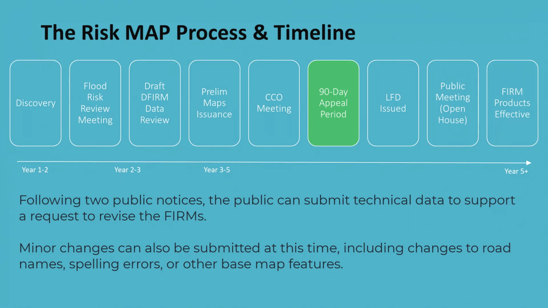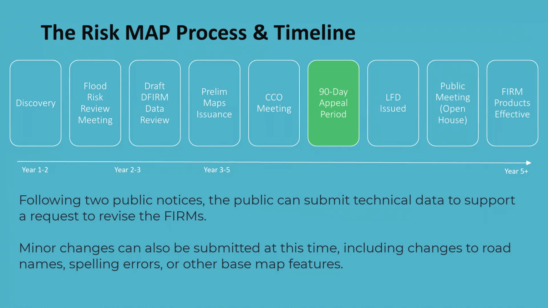Next, FEMA will initiate a 90-day appeal period for the communities on the preliminary FERMs and FIS report. Prior to the appeal period being initiated, FEMA will publish a notice of proposed flood hazard determinations in the Federal Register and notify each community. This notice will also be posted twice in a local newspaper.